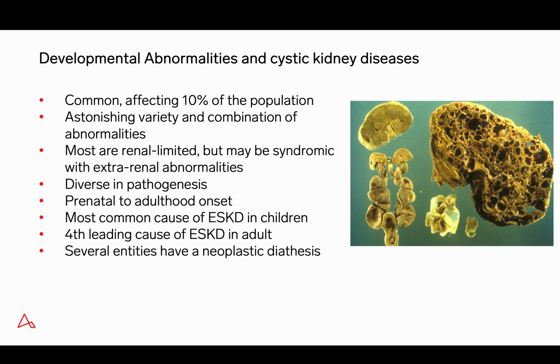Most of these diseases are renal limited, but a number of syndromes may have one of these renal diseases as part of it. They are diverse in pathogenesis. Onset can range from prenatal to adulthood, and they are unfortunately the most common cause of end-stage kidney disease in children and the fourth leading cause of end-stage kidney disease in adults. And several of these have a neoplastic diathesis.